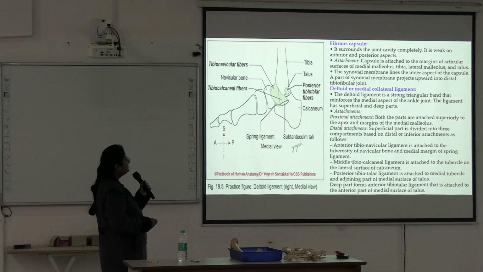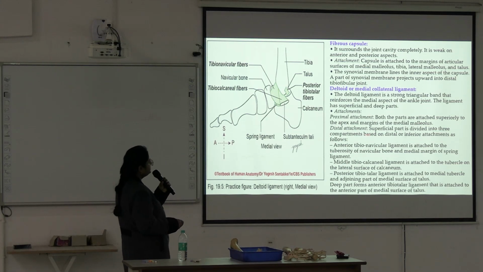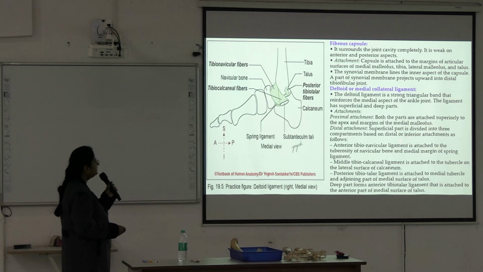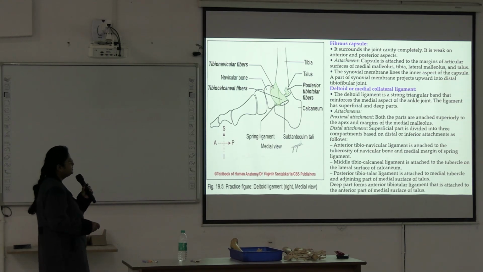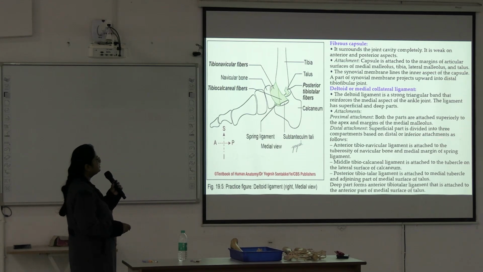So what are the attachments? Proximal attachment: both the parts are attached superiorly to the apex and margins of the medial malleolus. See, this is the medial malleolus. And distal attachment: the superficial part is divided into three components based on the distal or inferior attachments, as follows.